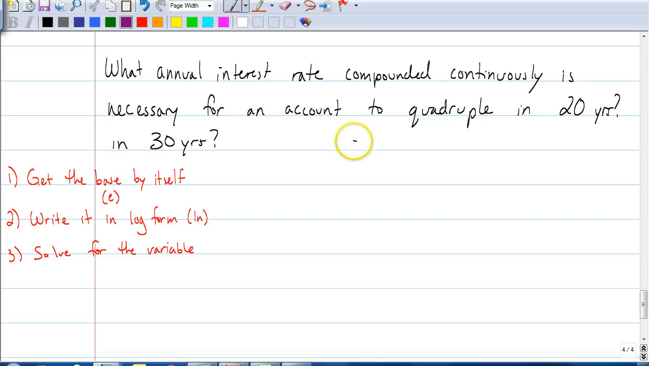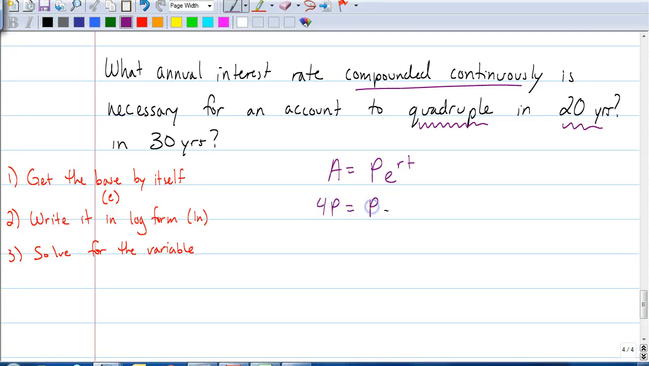We know that it's going to be compounding continuously again. So it's going to be in the form A equals P times e to the rt. They don't give us much information, but they do tell us it's going to quadruple in 20 years. And we want to figure out what the rate would be. If it quadruples in 20 years, that means we want the total amount to be 4 times what we started out with. And our time would be 20 years.